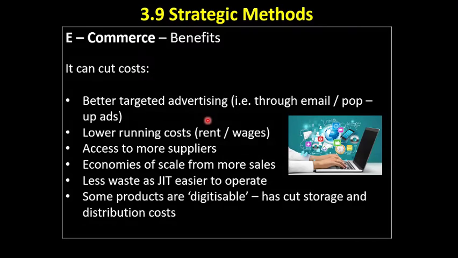Maybe you'll be able to implement a just-in-time production system much easier. Because customers can customize their product, you can implement one of those pull production systems that we've talked about in just-in-time, where the consumer designs their product and you're not producing a load of things that you might not sell. So maybe you're going to experience less waste.